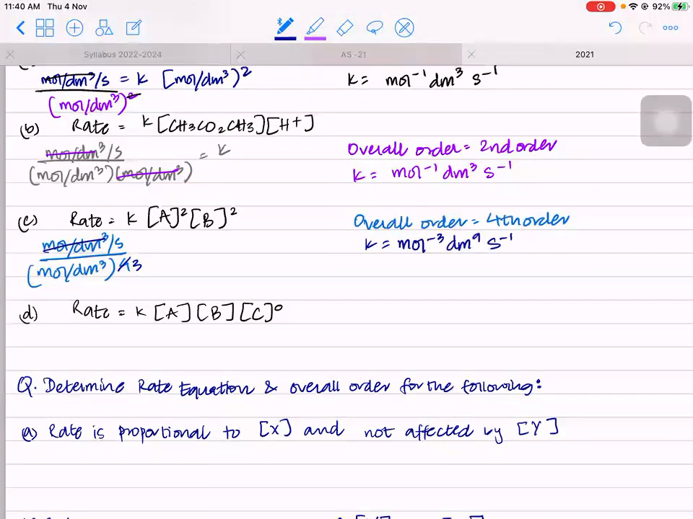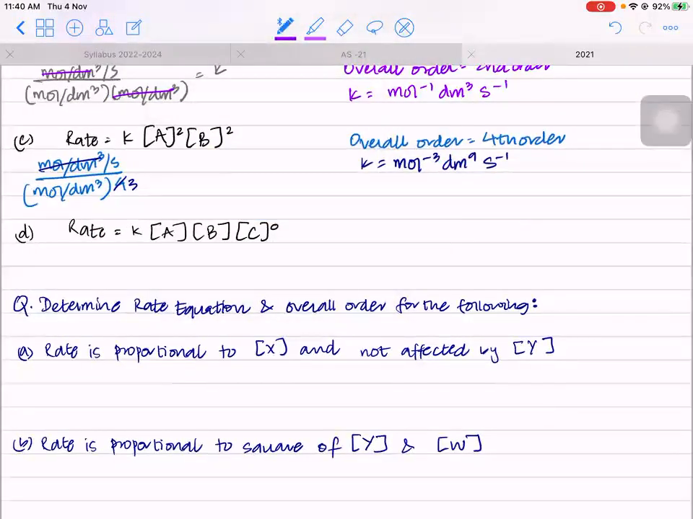Clear? For D, let's see the overall order. What will be the overall order?